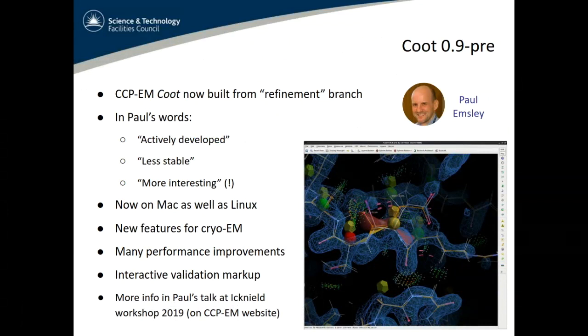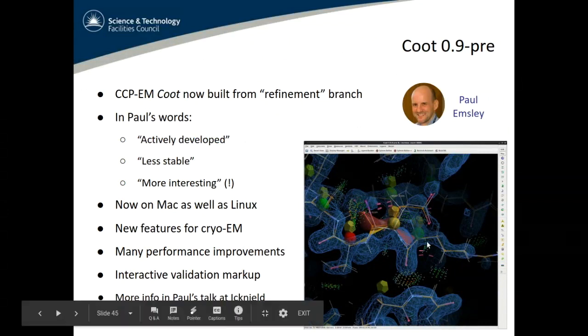As you can see in this example, we have interactive validation markup. So here you've got a bit of a protein chain, and you can see in yellow we've got a twisted peptide, and then these spheres and dodecahedra are indicating the quality of the Ramachandran and the rotamer fits at each amino acid position. And then we've got the MolProbity dots showing as well, showing the clashes or contacts between neighboring parts of the chain.